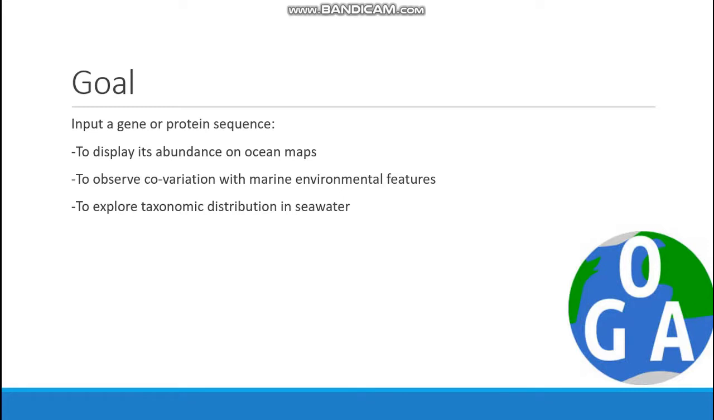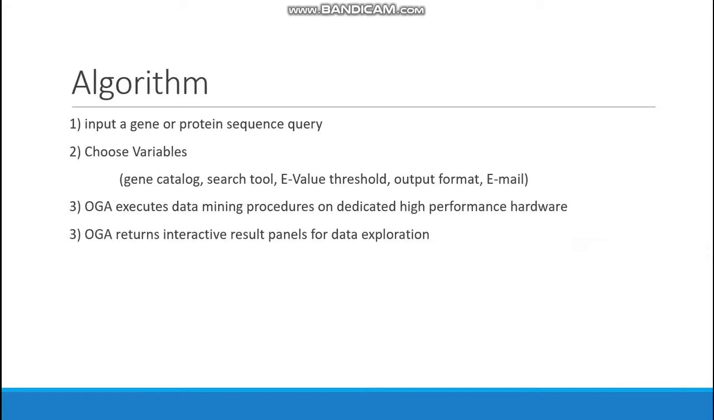Now, the true goal of this software is to give it a gene or protein sequence where it can then display its abundance on ocean maps, where it can also observe covariation with marine environmental features, and where you can explore taxonomic distribution in the seawater. Now that we know the reasoning behind the software and its goal, we can take a look at how it works. You start with giving it a gene or protein sequence as previously mentioned.